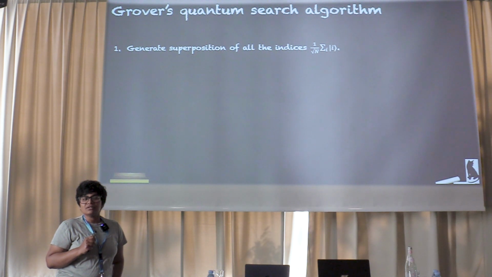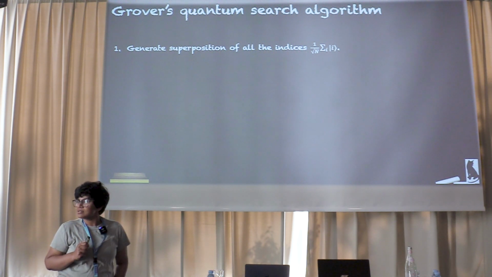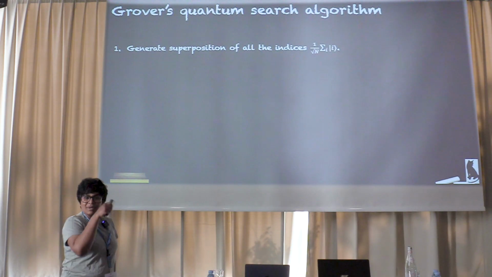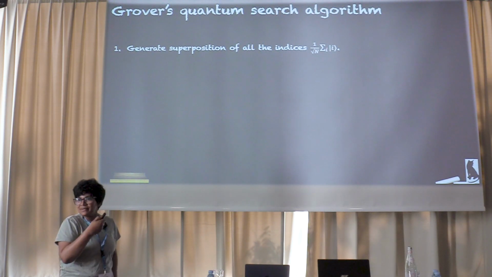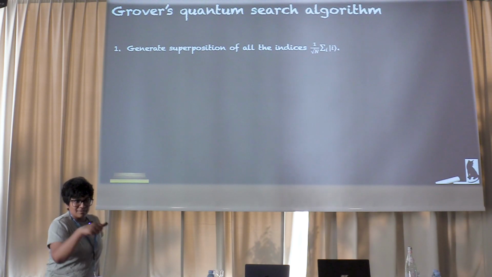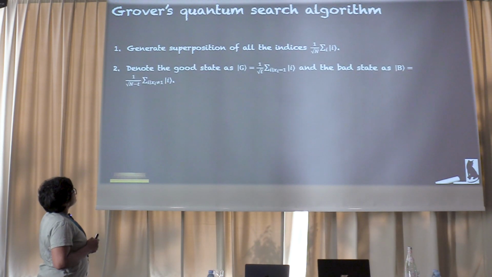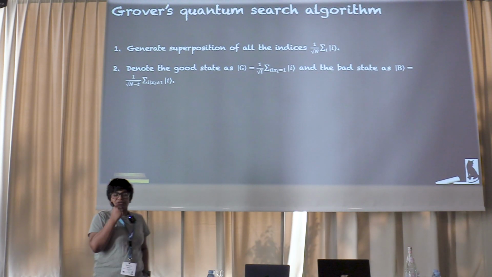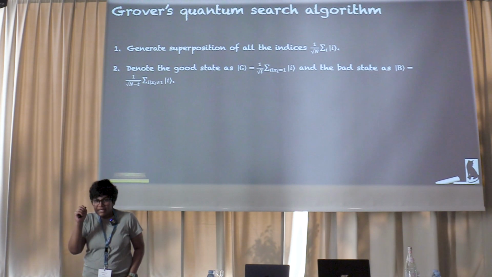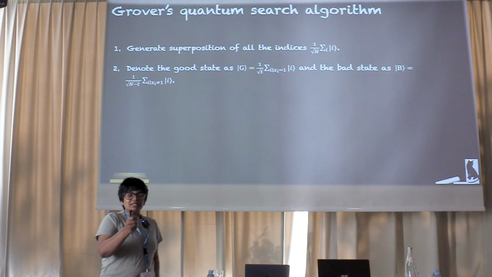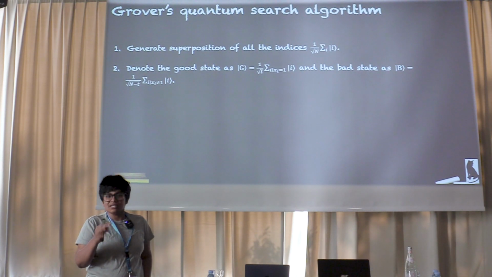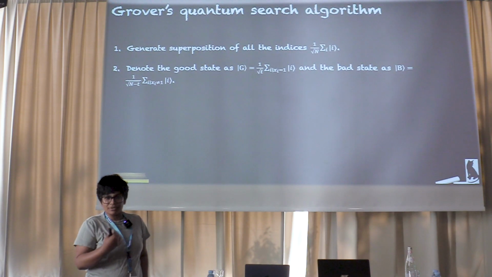How can I construct a uniform superposition of all the indices? Exactly. The Hadamard on each qubit will give me, if I start with the 0 state, this state. Yeah, perfect. So now, remember, what do I want to compute? I want to compute whether my input x has any index i such that xi is 1. That is what I want to compute.